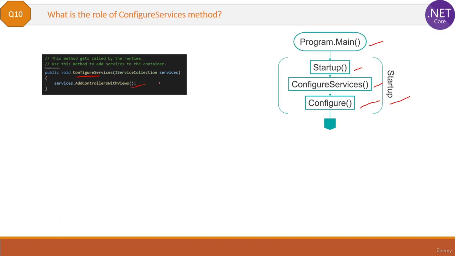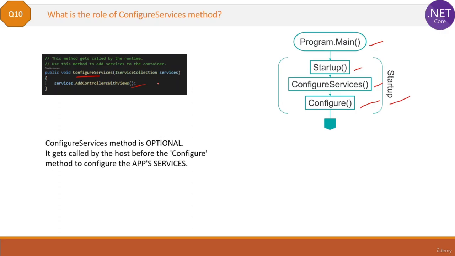But if a client requests an HTML page like customer.html, then this service is not required at all. So these configure services methods are optional. You have also seen the use of the configure services method in the dependency injection example. Remember how we were registering our dependent classes in our web application. So that is the use of the configure services method.